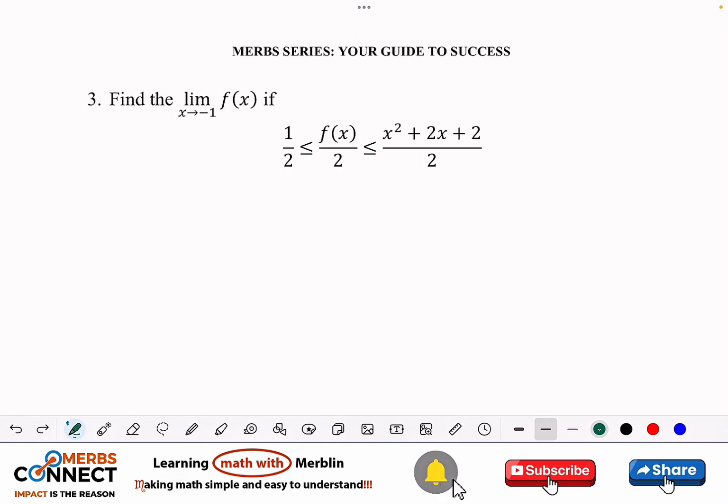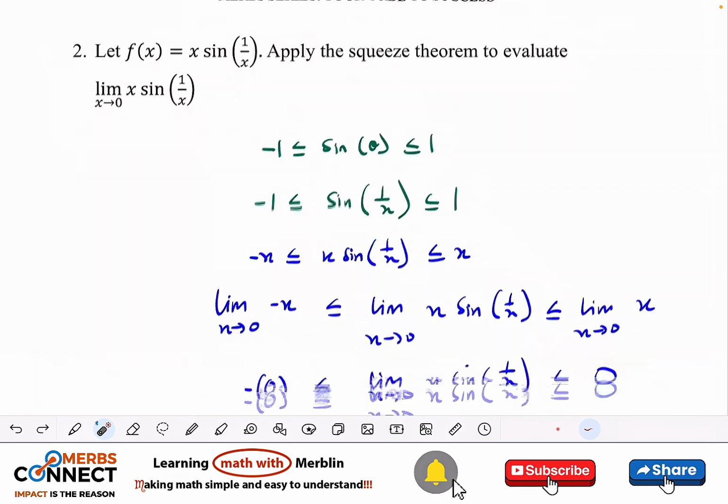Let's take another example. I think this will be the last example, then I'll give you one to try. Now we want to find the limit as x is approaching minus 1 of f of x, but this one they form the squeeze theorem for us. So let's do this and see. But one thing that we need to pay attention to here is, now we want to find the limit of this, but the one in the middle is not the same as this. Look at this one here.